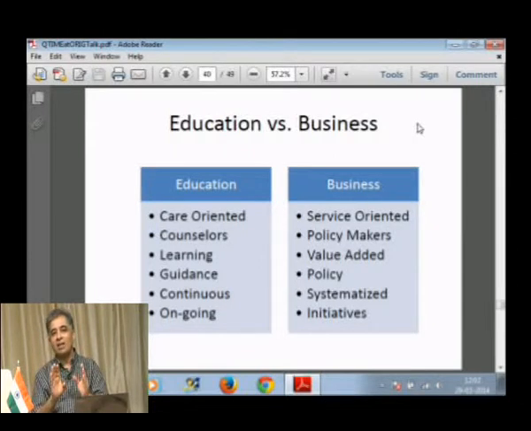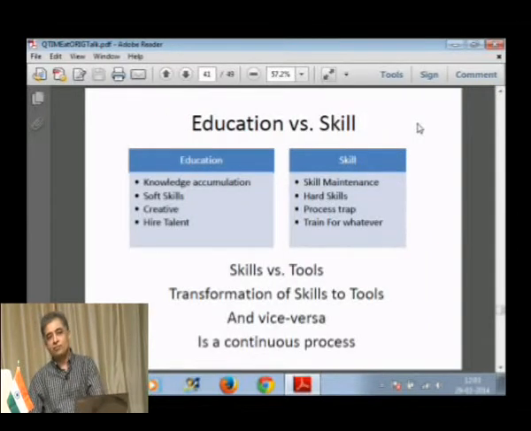Once you understand where these things fall, it becomes easy for you to really get acclimatized to the work environment, get adjusted to that. And what else is different? Education versus skill. See, education is more of acquiring knowledge, but a skill, you have to maintain it. Once you learn to do something, you have to maintain it by doing it over and over again.